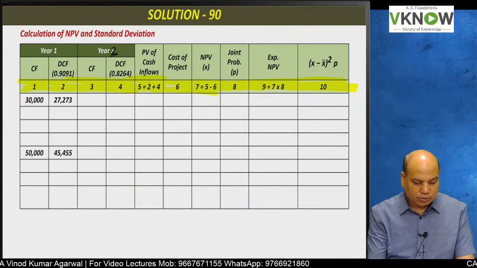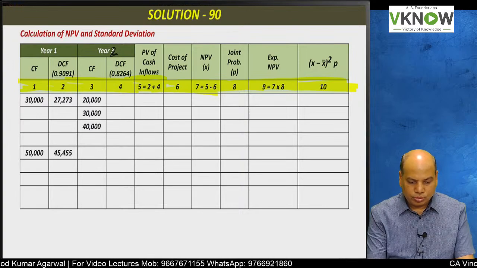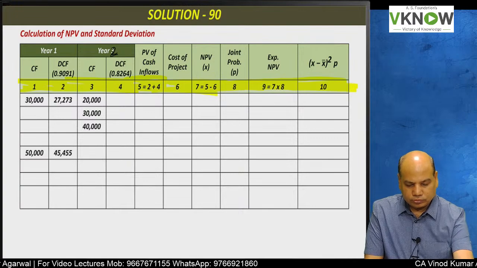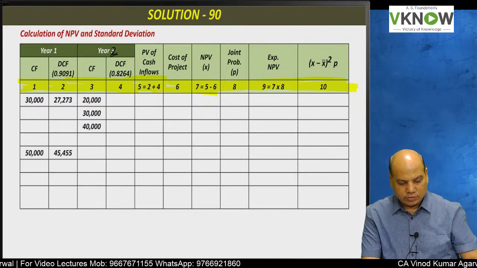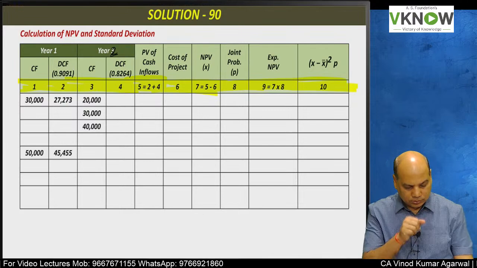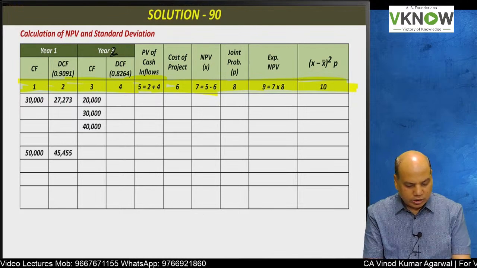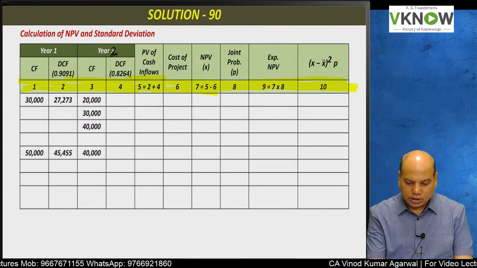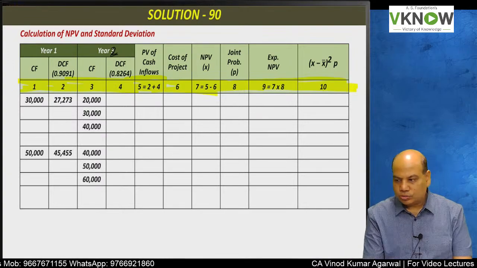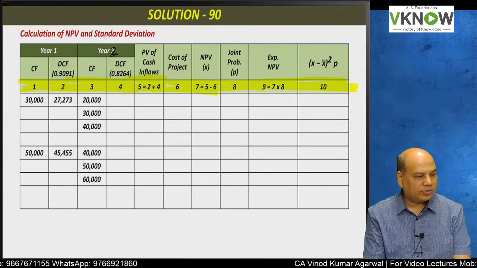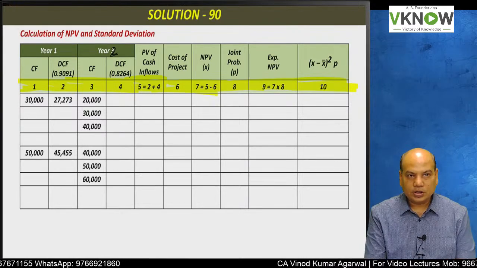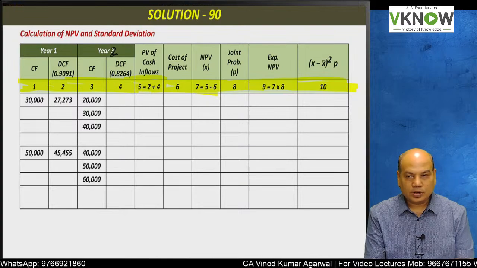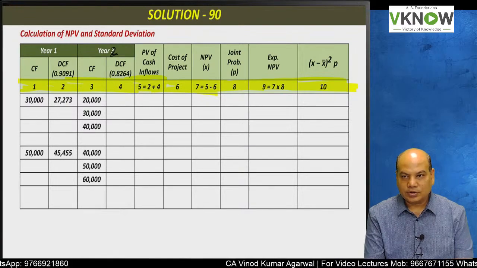Then write down the cash flow of year 2. Under that write down 20,000, 30,000, 40,000, and then the cash flow of year 2 if you get 50,000: 40,000, 50,000, 60,000.